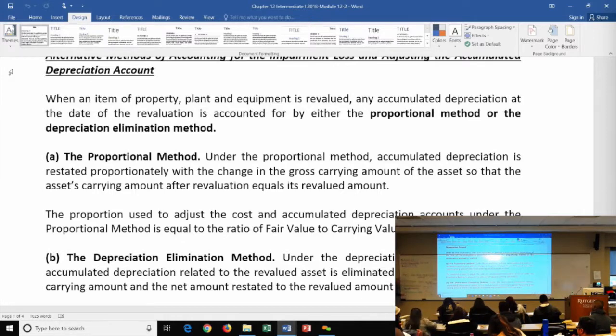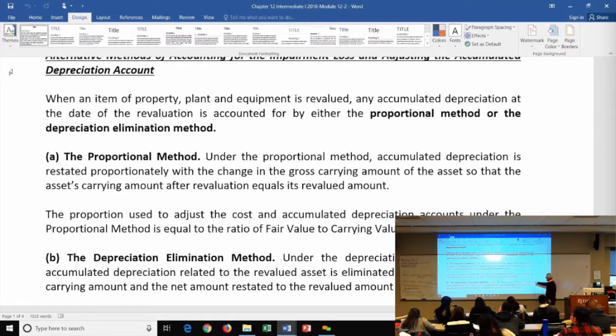And this is handling the accumulated depreciation or amortization, and the depreciation elimination method. So, two ways to handle the adjustment. You can either adjust the cost of the asset and accumulate it proportionately. We'll show you how that's done. Or you can just eliminate the depreciation, make the depreciation zero.